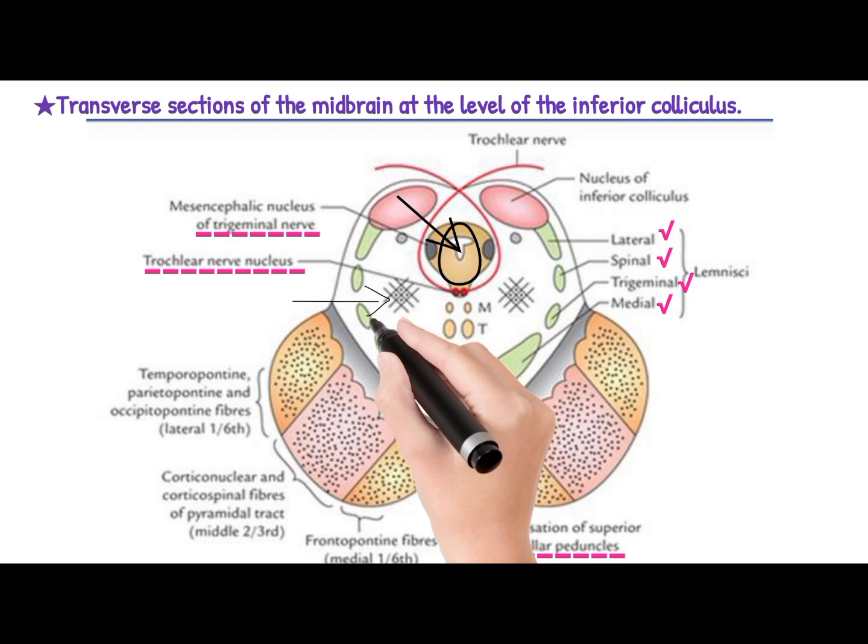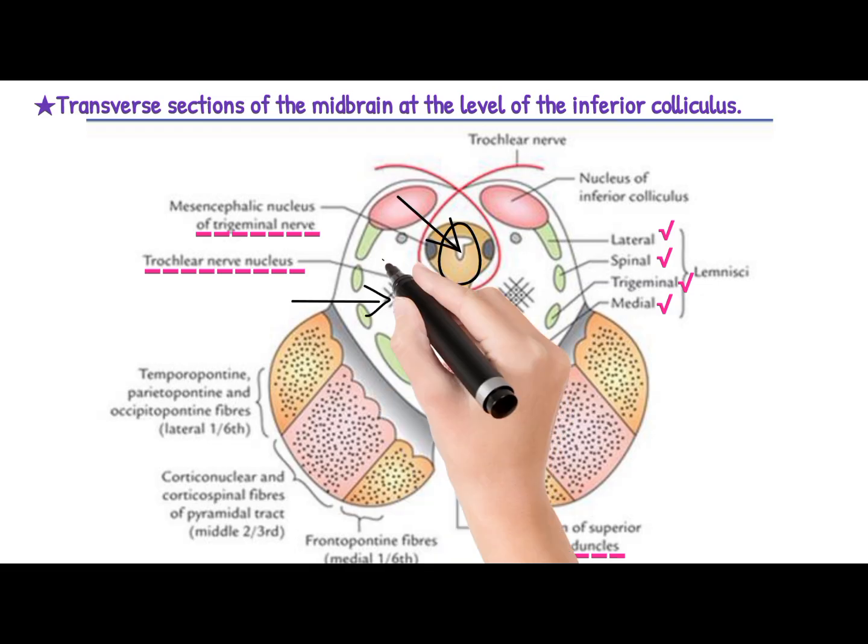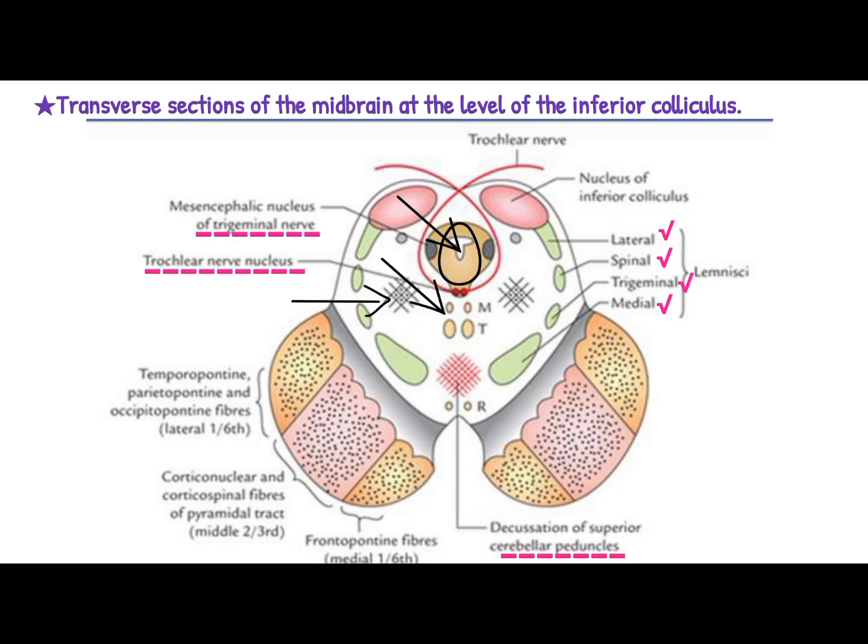This part is called reticular formation. This is medial longitudinal fasciculus. This is tectospinal tract and this is rubrospinal tract. Medial one-sixth of the crus cerebri contains frontopontine fibers. Middle two-thirds of the crus cerebri contains pyramidal tracts, and the lateral one-sixth of the crus cerebri contains temporopontine, parietopontine, and occipitopontine fibers.